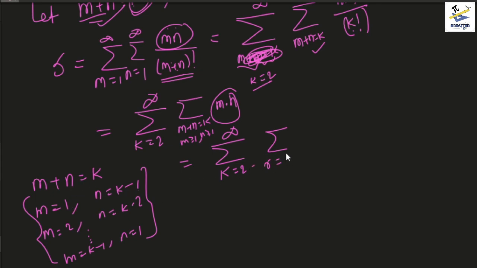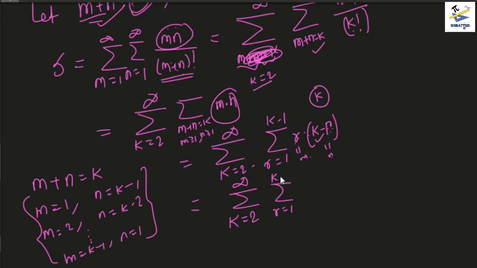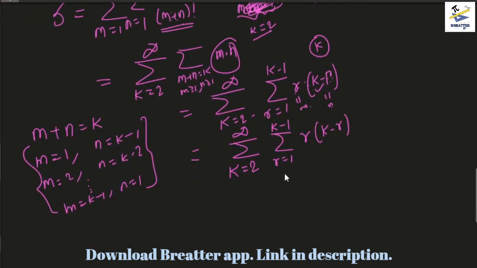So what we can do is write k equals 2 to infinity summation, r equals 1 to k minus 1. m can be r and n can be k minus r. So you see, r plus k minus r is always k. So r is our m, k minus r is our n, such that m plus n is always k, and there are k minus 1 such values. Now the resulting series is k equals 2 to infinity, r equals 1 to k minus 1, r into k minus r.